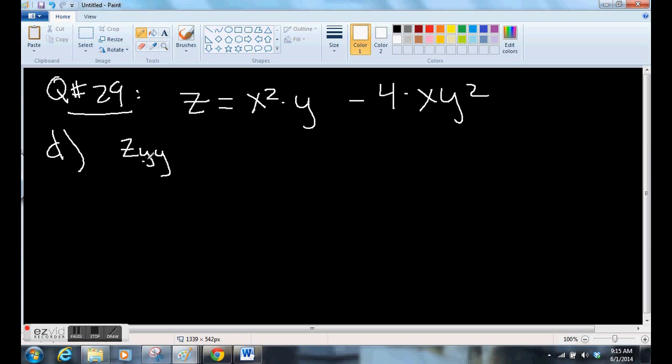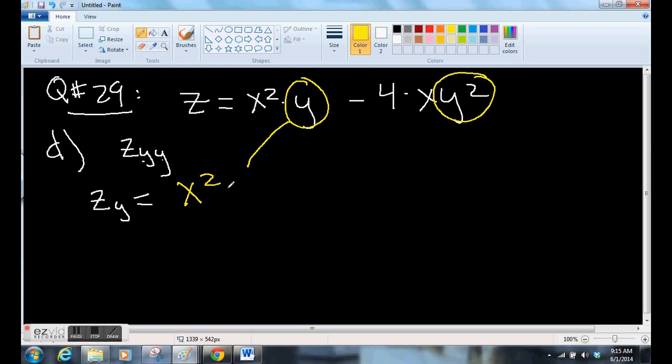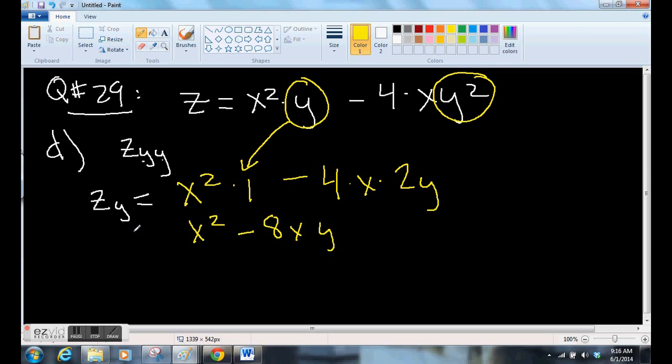Finally, zyy. So the second derivative in terms of y, just taking the derivative in terms of y twice. So first, let's take the first derivative in terms of y. Y is the variable. So x squared is a constant. Derivative of y is 1, so that's this piece. Minus 4x, x is a constant, and the derivative of y squared is 2y. So this whole thing equals x squared minus 8xy. We did that in the previous problem, but I just redid it for you. So that's the first derivative.